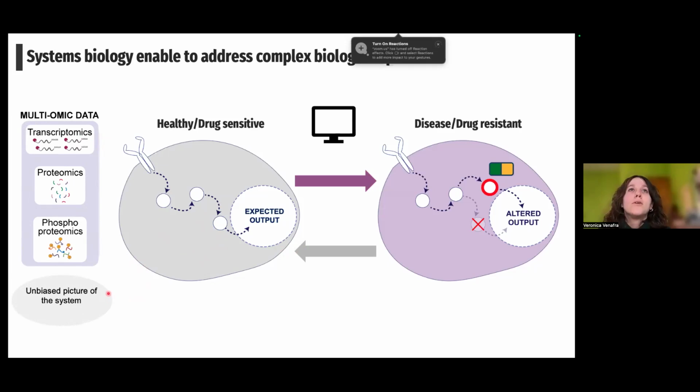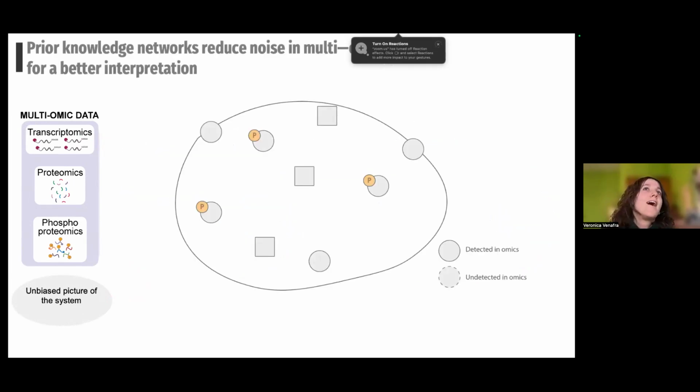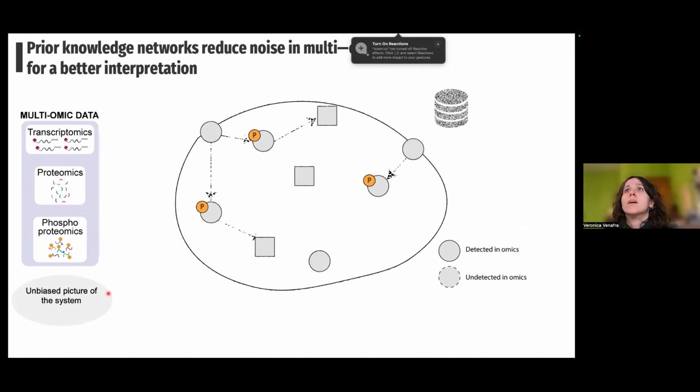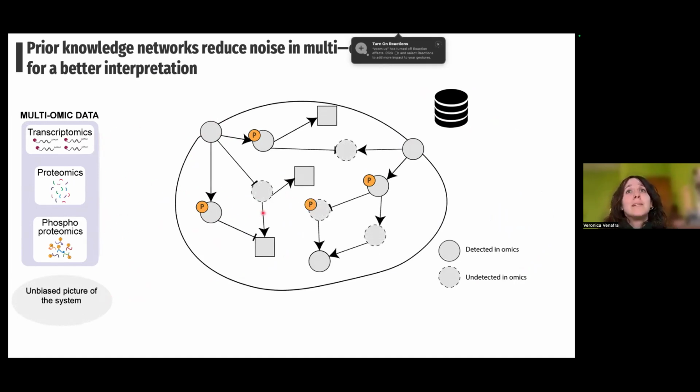But we all know that omics data are noisy and fragmented. And one way of system biology to deal with that is exploiting biological networks, coming from public databases that annotate how molecules interact. And this information really provides the glue between the entities collected in multi-omics data, and moreover addresses the gap limits to the detection in multi-omics data.